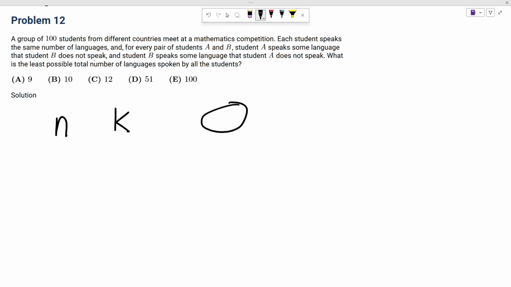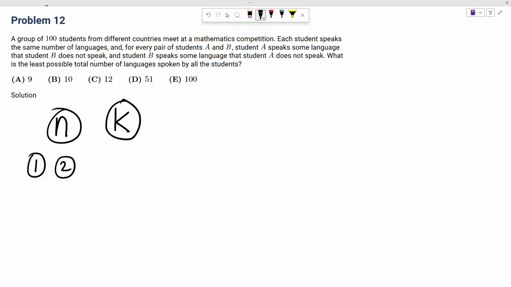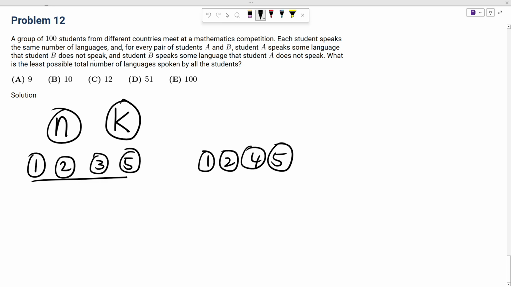Then essentially all that we're saying is that no two students speak the exact same subset of k of the n languages. For example, if a student speaks languages 1, 2, 3, and, I don't know, 5, then no other student has exactly these 4 languages. In this case, k would be 4. Let's say there might be another student with 1, 2, 4, and 5. Then there is a language that A speaks that B doesn't speak, that would be 3, and there's a language that B speaks that A doesn't speak, that would be 4.